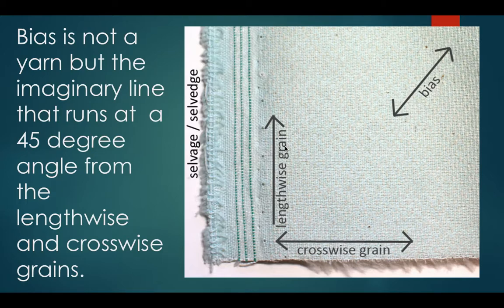Bias is the most stretchy, which means you can make very comfortable clothes that drape nice if you cut on the bias. So patterns would have the grain line drawn on them to help you cut on the bias.